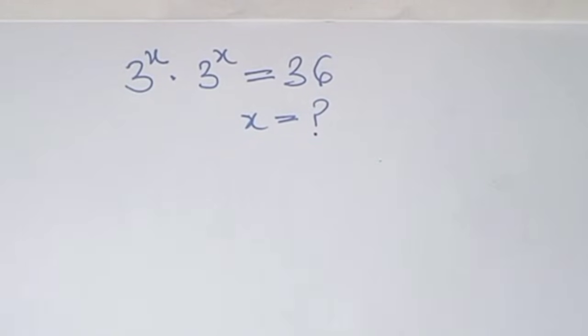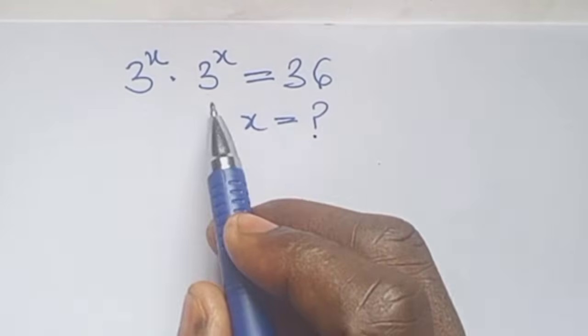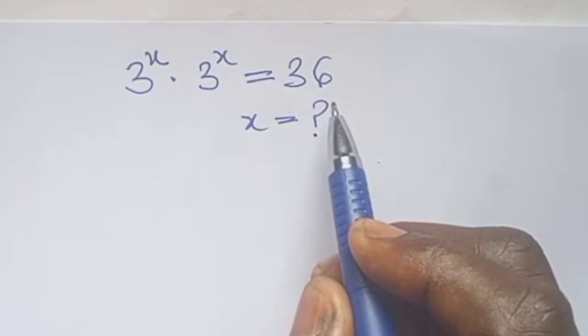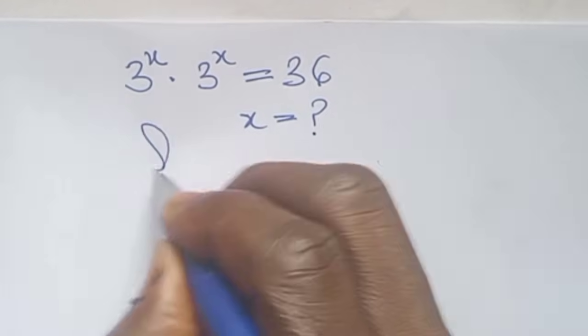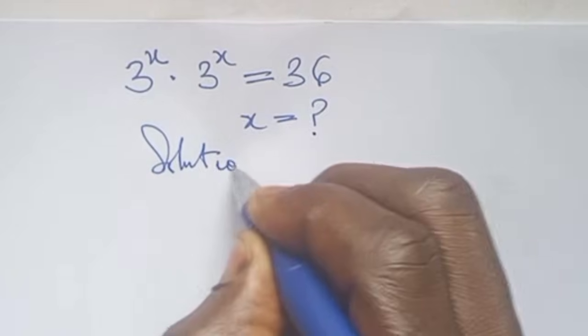Hello everyone, so today we have 3 to the power of x times 3 to the power of x equals 36, and x is the unknown. We're going to solve together. Let's seek the solution.